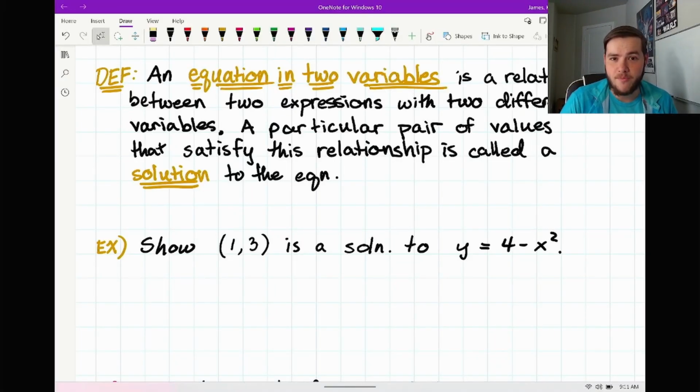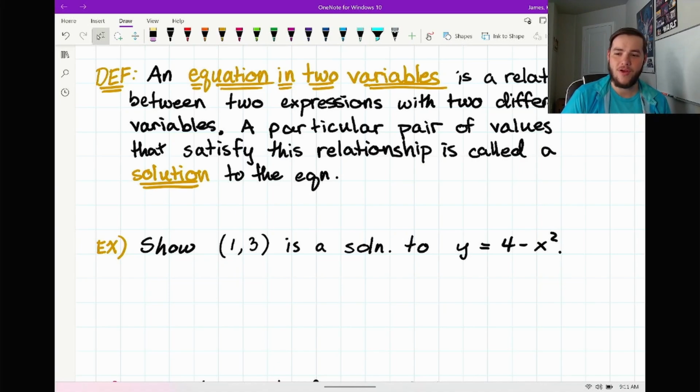Before we can graph more complicated things, we have to understand what more complicated things look like. And we've seen some of these already, just without this lens or this context, in the previous videos. An equation in two variables is some relationship between two expressions with two different variables. A particular pair of values that satisfy that relationship are called a solution to the equation, in case you were ever wondering what a solution actually even is.